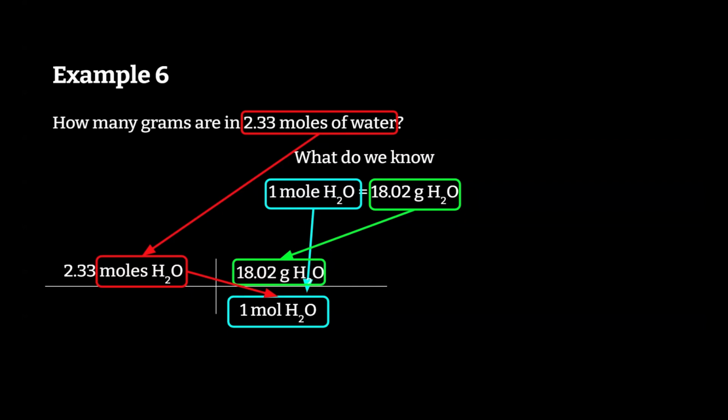Now we're able to solve. 2.33 times 18.02 divided by 1. And this will end up with 41.99 grams of H2O. We're ending in our grams of H2O, so we know that we have solved this question.